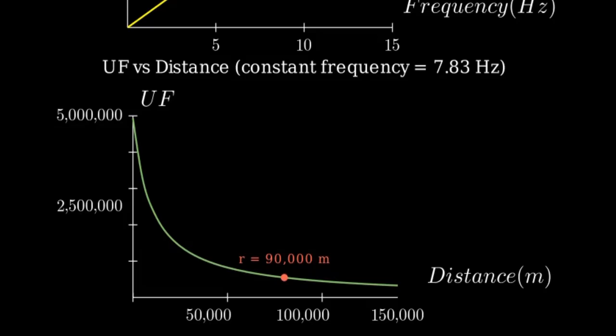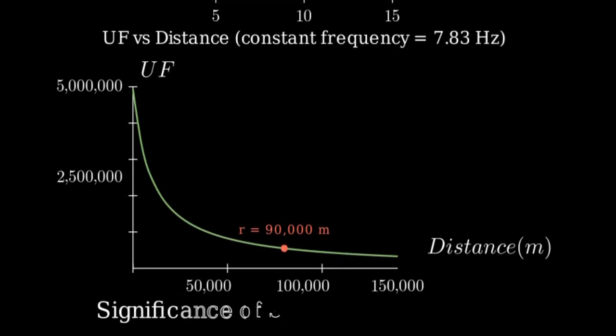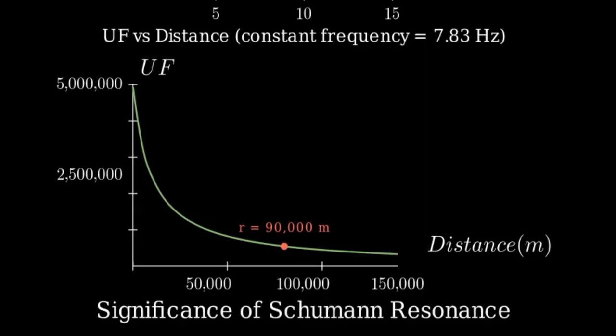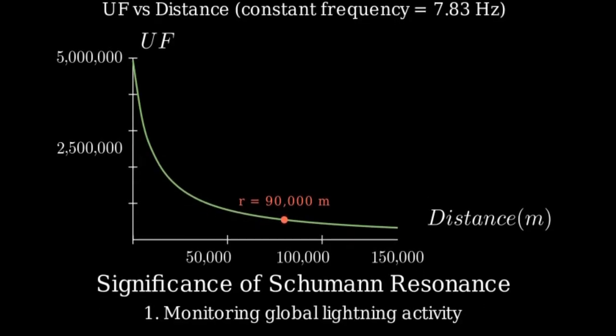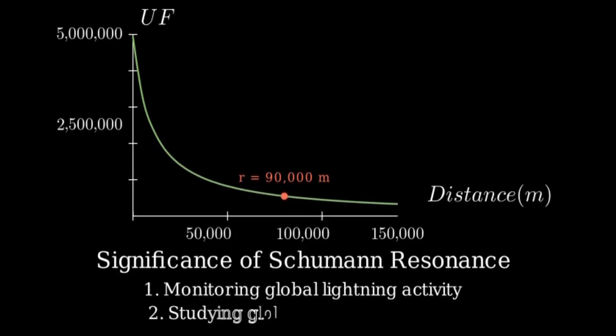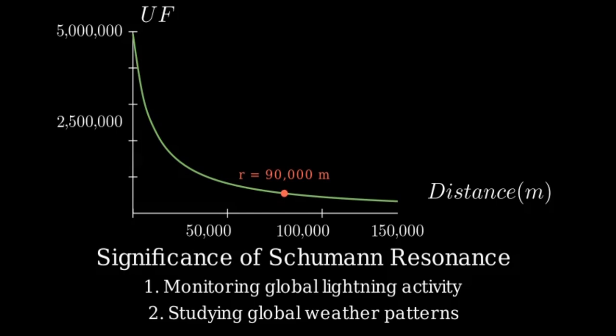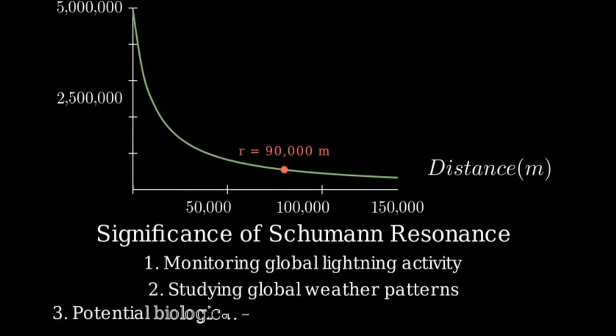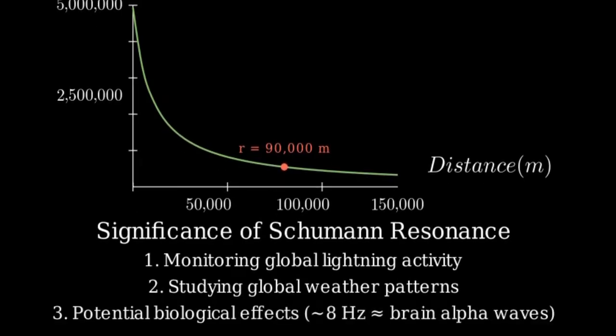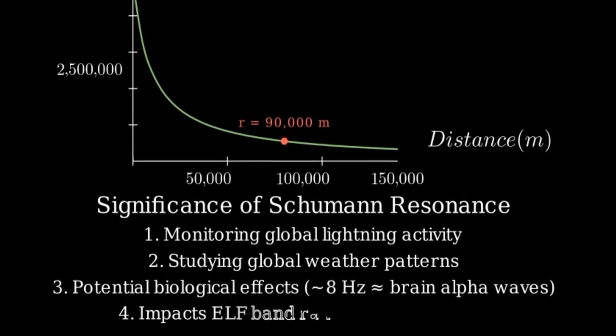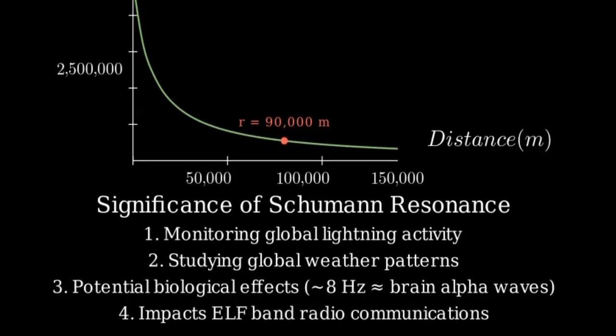Now, let's briefly explore the significance and applications of the Schumann resonance. The Schumann resonance has several interesting properties and applications. First, it can be used for monitoring global lightning activity, as increased lightning results in stronger resonance signals. Second, it helps in studying global weather patterns and climate change, as variations in the resonance can correlate with atmospheric conditions. Third, there are ongoing studies about potential biological effects, as the fundamental frequency is close to human brain alpha rhythms. Fourth, it can impact radio communications in the ELF band, which is important for certain types of global communications.